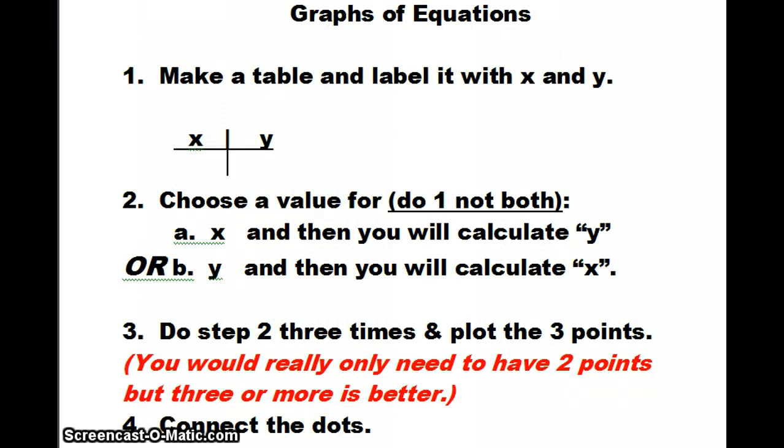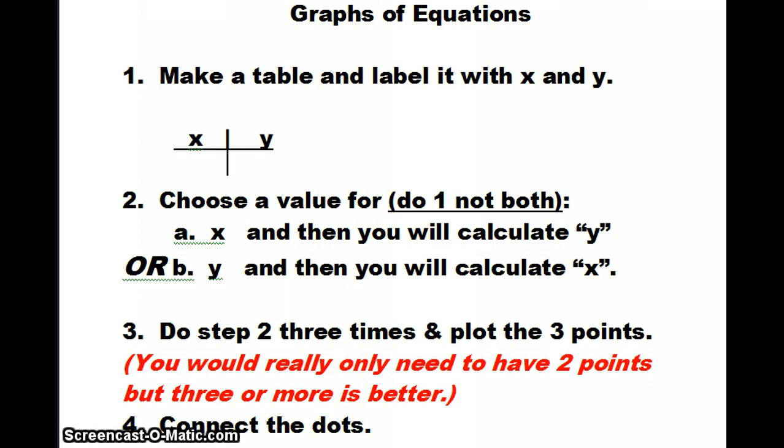Instead of trying to take an ordered pair and guess whether it's going to be a solution or not, we're going to learn how to graph equations. The first thing that I would suggest that you do is make a table like I have right here. A t-crossbar, and label one side x and one side y. Then what we do is we do one, not both of these. We choose a value for x and then calculate what y is, or we choose a value for y and then calculate x. What we want to do is do that step 3 times and plot the 3 points.